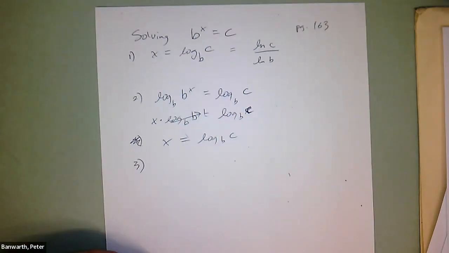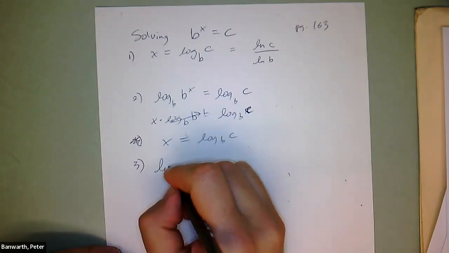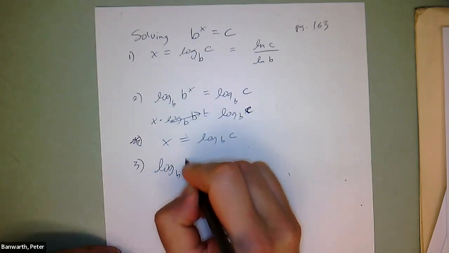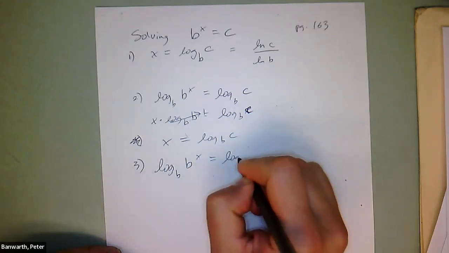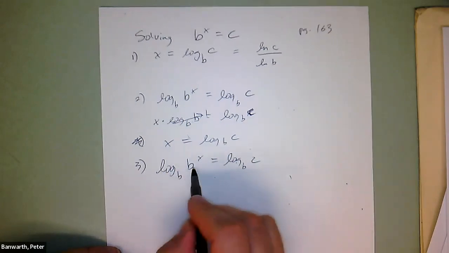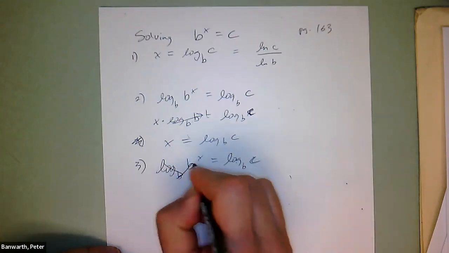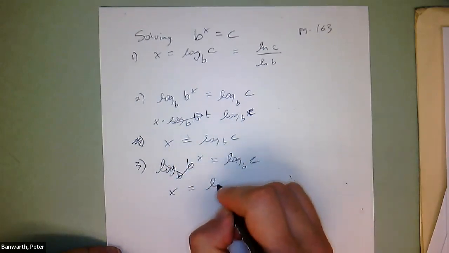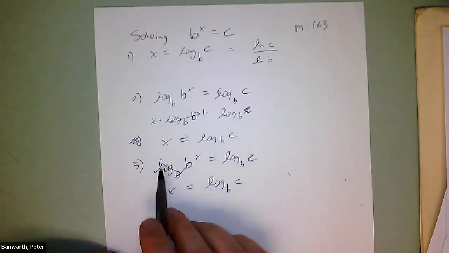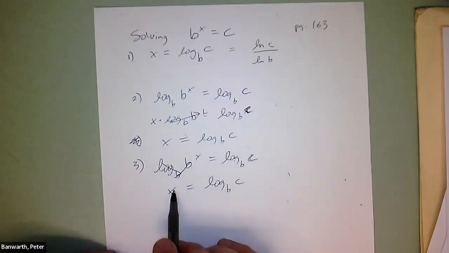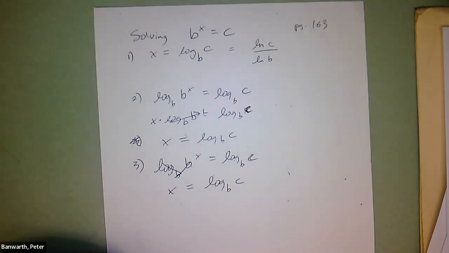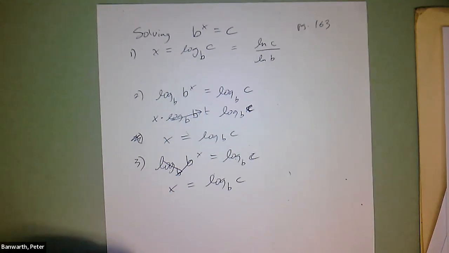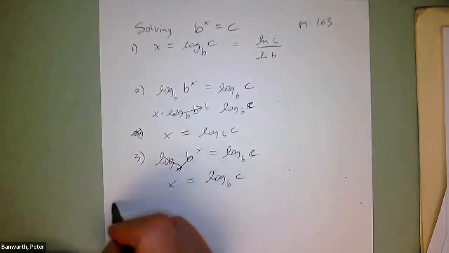Or this is the exact same, but I just skipped that step because I remember when I have log base b of b to the x, I can cancel those and it's just x. That's fine. If you just remember log base b of b to the x, you cancel it and you get x, then you're fine. That's our summary.